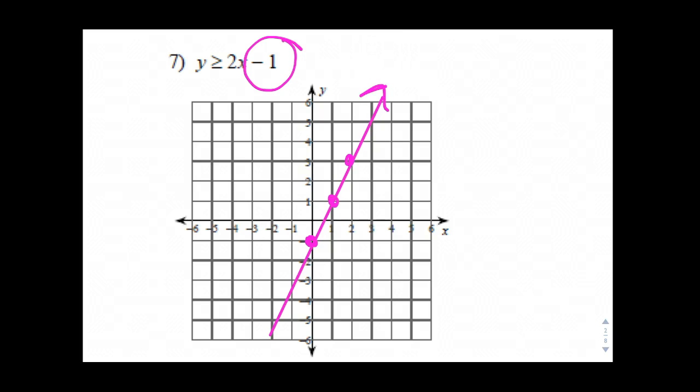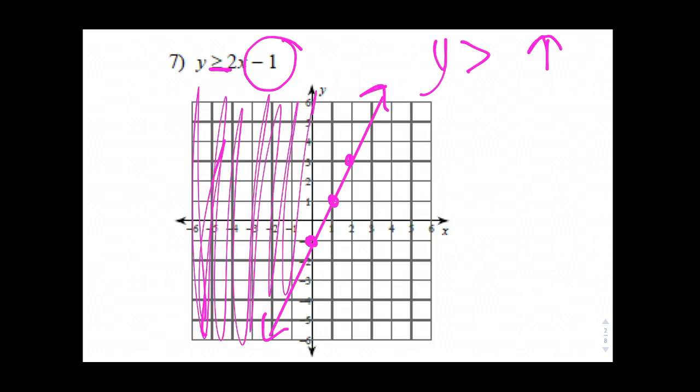It is important that you put arrows on your lines. It is important that we check to make sure this is actually supposed to be a solid line, and it is because of that equal sign. And now we're still not done. We still need to shade. So we're looking to shade above, and the reason why is because this is a y is greater. So greater means shade above. Shady, shady, shade.